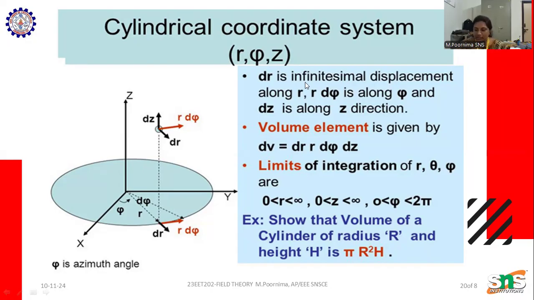In the last class, we discussed the Cartesian coordinate system, and today we are going to discuss the cylindrical coordinate system. Come, let's go to the video.